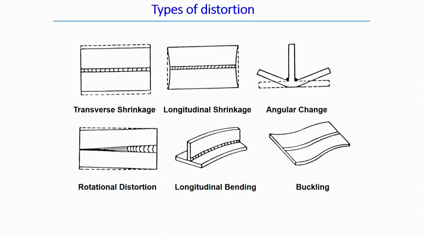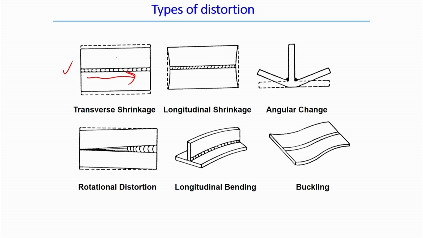But after doing this, to get some idea about the different types of distortion, we can see the transverse shrinkage. This is one type of distortion we generally find in welding processes. So, this represents the welding direction, and the transverse shrinkage is normal to that direction, where a shrinkage of the metal happens. That is called the transverse shrinkage.